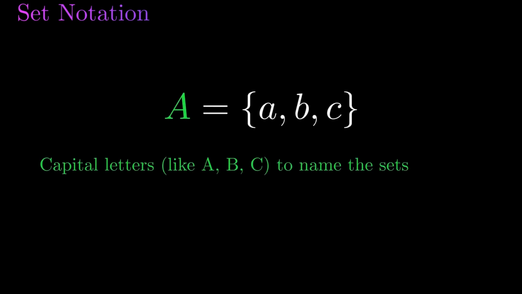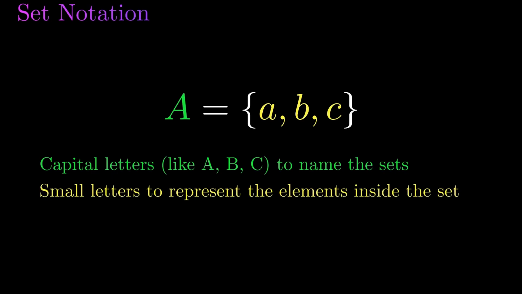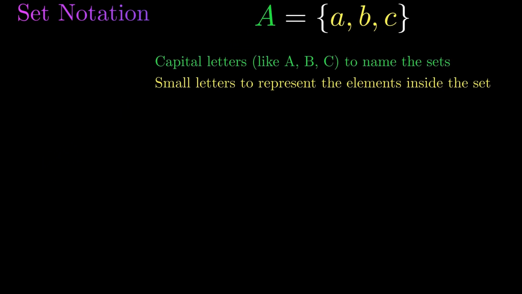Now, let's talk about notation. We use capital letters like A, B, C to name the sets. We use small letters like a, b, c to represent the elements inside the set. To show that an element belongs to a set, we use this Greek symbol, epsilon, and it means is an element of or belongs to.